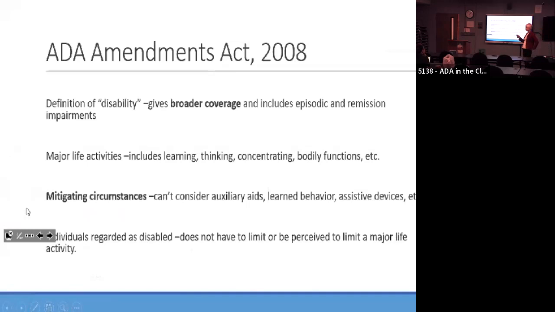And then the last one gets a little bit tricky: individuals regarded as disabled. It doesn't have to limit substantially, but be perceived, sorry, this is not coming out right at all. Or perceived to limit a major life activity. So it doesn't necessarily mean that it has to. It's just like, do others perceive it as such? Maybe. Is that a better explanation?